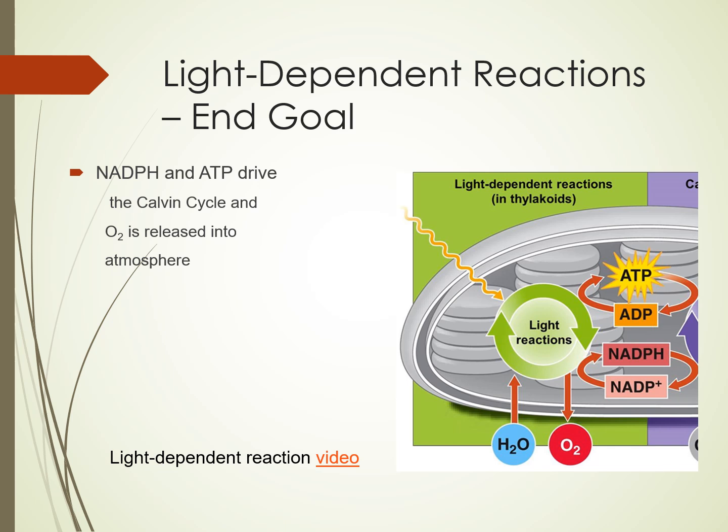The ultimate goal of the light-dependent reaction in photosynthesis is to capture light from the sun and produce two high-energy molecules, NADPH and ATP, for the light-independent reactions, also known as the Calvin cycle. During this phase, water and light are taken in while oxygen is released, and energy in the form of NADPH and ATP is produced. Watch the linked video for an animation of the light-dependent reaction.